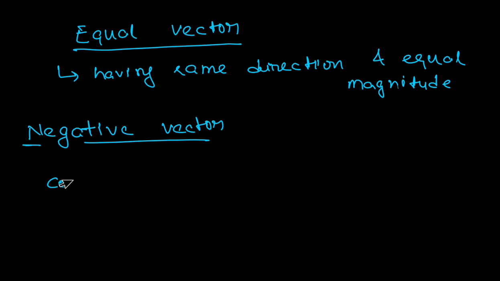Co-initial vectors are vectors having the same initial point. If some vectors have the same initial point, then those vectors are called co-initial vectors.